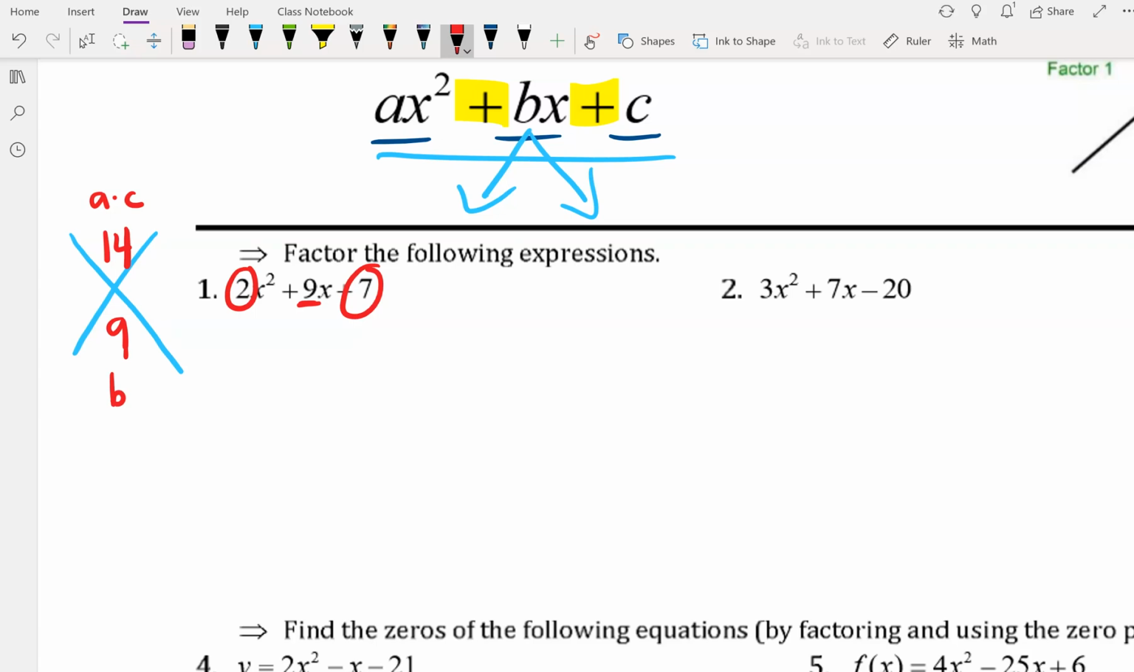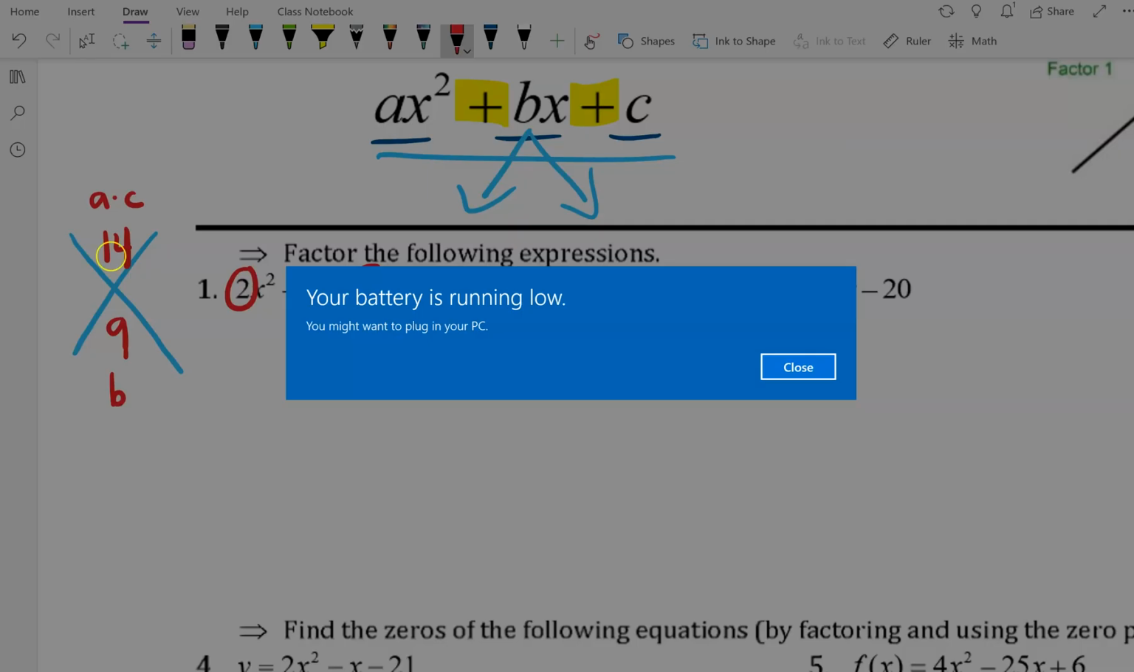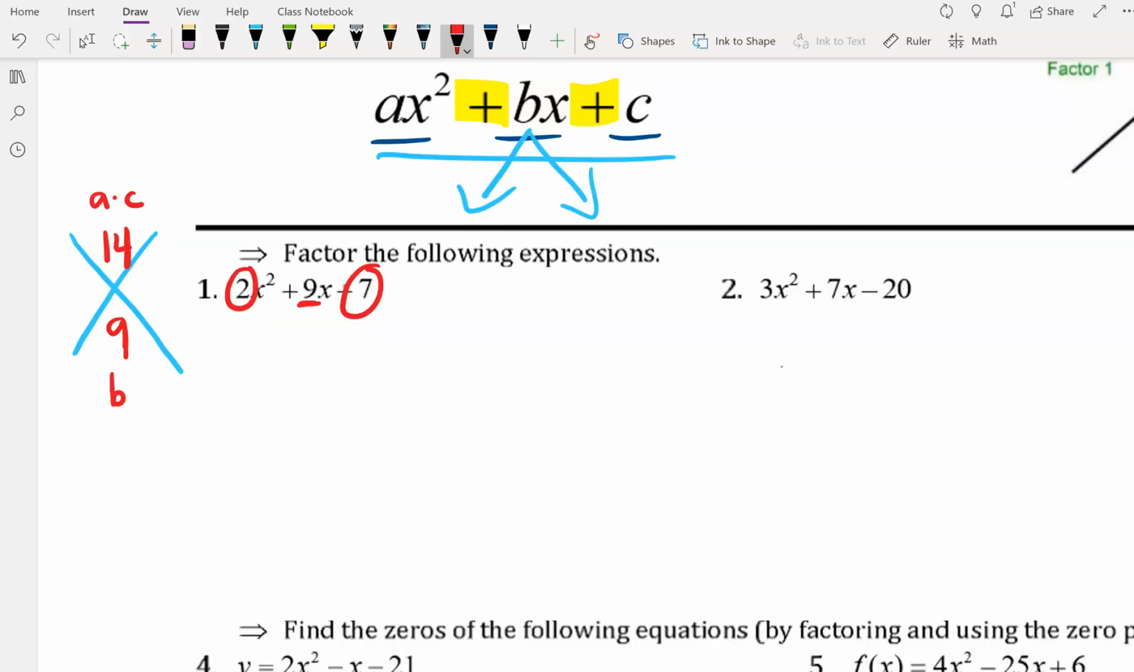Then the goal is to find 2 numbers that multiply to give you the top number, but add to give you the bottom number. So what multiplies to give you 14, but adds to give you 9? What I like to do, especially for students who are new to doing this, is have you write out all of the factors of 14, meaning all the numbers that multiply to give you 14. 1 times 14 gives you 14. 2 times 7 gives you 14.